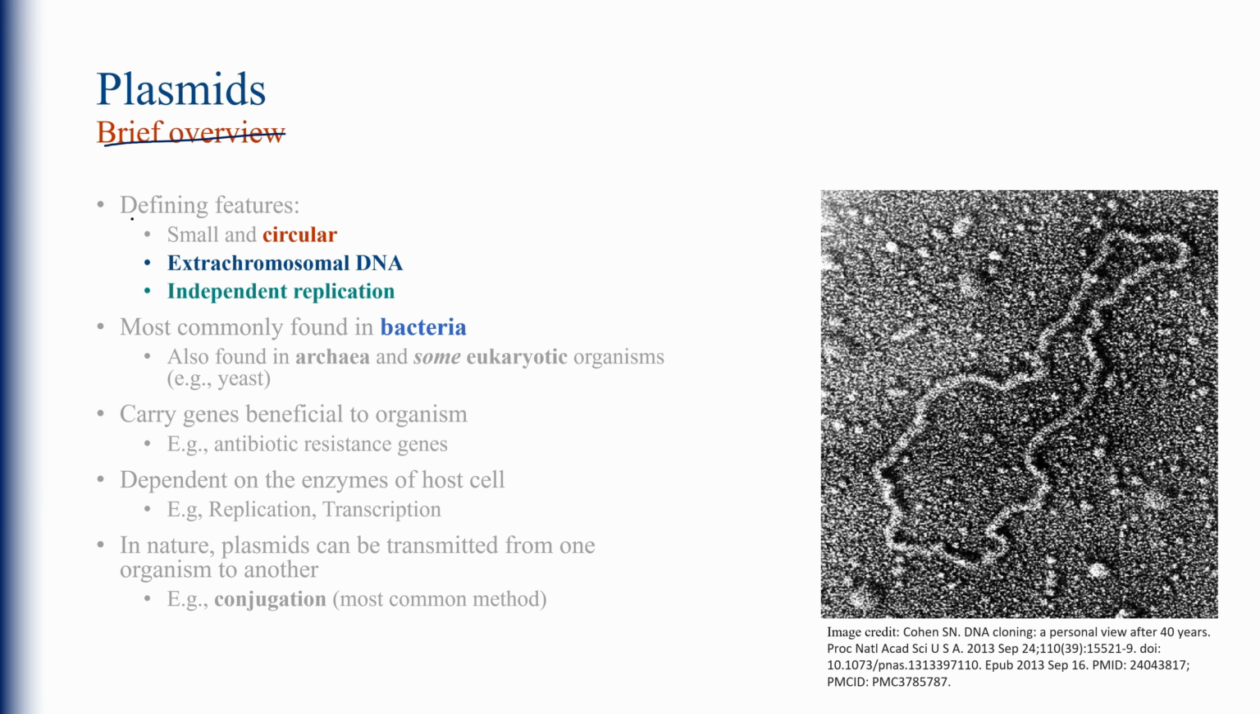You are well aware that there are defining features of plasmids, and that includes that they are small and circular. Obviously here, small is a relative term. We mean that it is small relative to the chromosomal DNA of the host. In addition, plasmids are said to be extrachromosomal DNA. This is just a way of highlighting the fact that the plasmid found in nature within a given host is not part of the genome of that host.